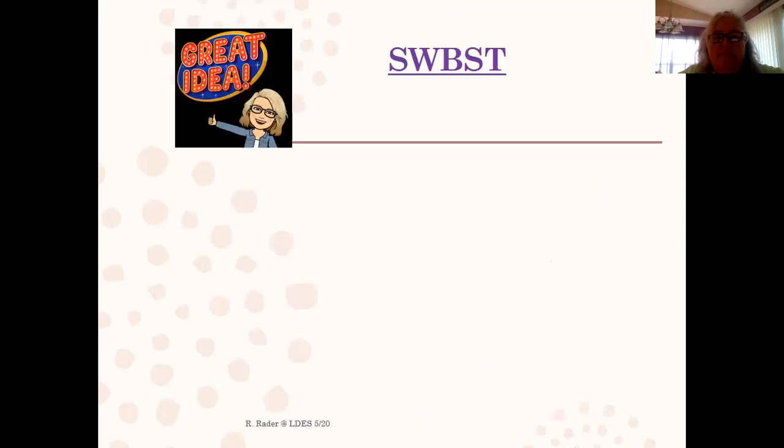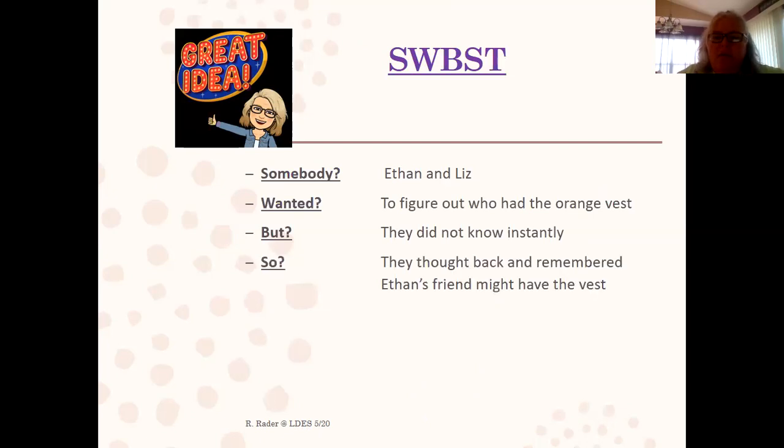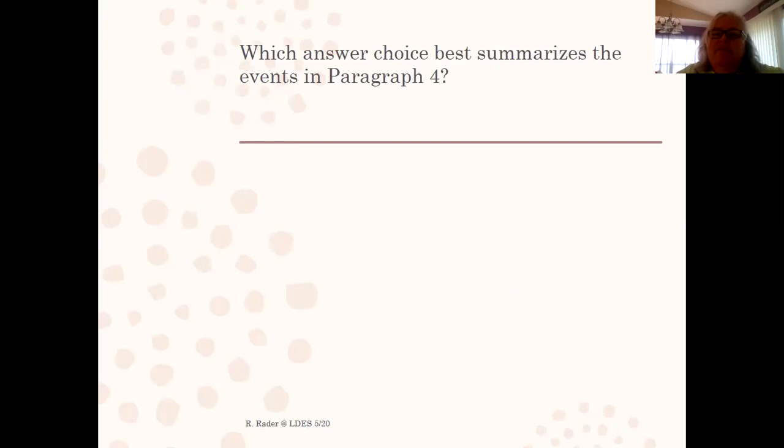So let's graphic organize, and that's a great idea. Somebody, Ethan and Liz, what did they want? They wanted to figure out who had the orange vest. But they didn't know instantly. They couldn't say, oh yeah, it was him. They had to think about it. So they thought back and remembered Ethan's friend might have the vest because he had patrol during lunch. Then they saw the friend with the orange vest on. Good job.